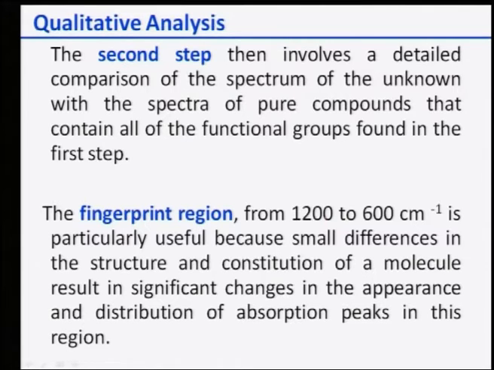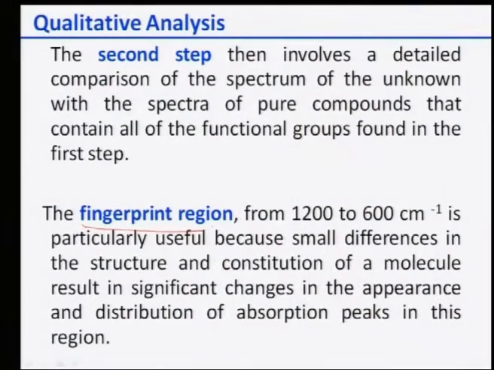So first we find the functional groups. Once we have one or two or more functional groups present in the sample, if you really want to know what the compound is, then one needs to compare the spectrum of this unknown sample with the spectra of all compounds available in the database that contain all the functional groups present.